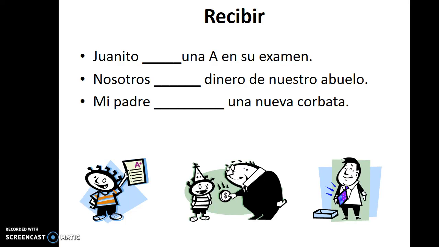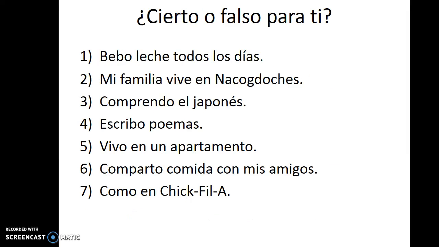We won't do these right now, but it's the same idea. We have recibir, to receive. And let's look at a couple of these questions, okay? So think to yourself if these are cierto, true, o falso para ti. So for you personally, are these things cierto o falso? So número uno, todos los días, by the way, means every day. So número uno, bebo leche todos los días.